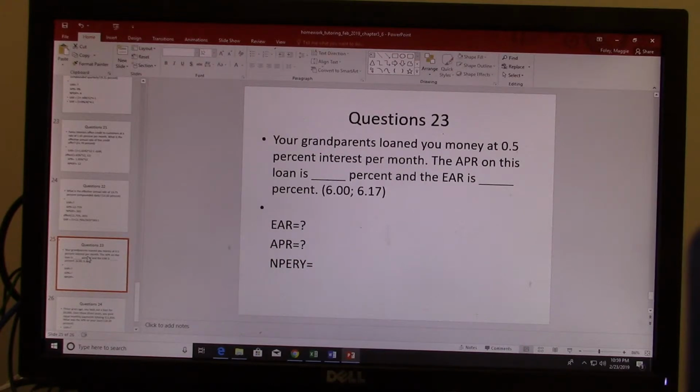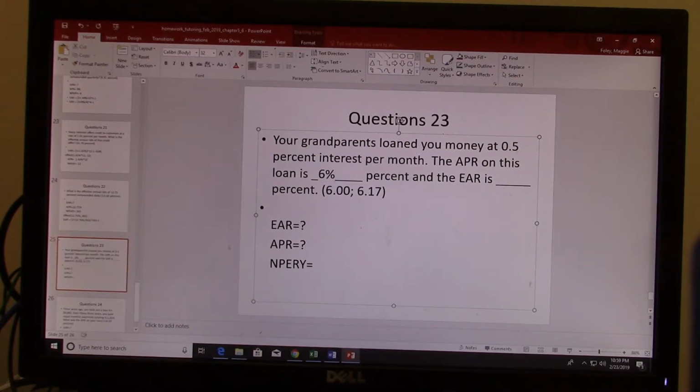Question number 23. Your grandparents loan you money at 0.5% interest per month. Of course, 0.5% a month, so you add 0.5% 12 times. That gives you the APR. Or you use 0.5% multiplied by 12, which is 6%. That will be the APR.